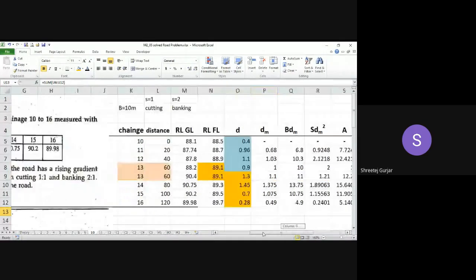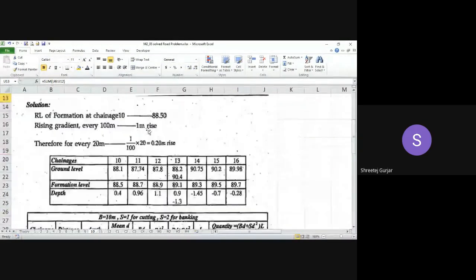Let us just check what they have got. Okay, 642 and 656. So what we have got is 642, correct, in banking. In cutting we have got a 3 meter cube error. I think it depends upon how many decimal places you follow after the decimal point. Depending upon that, your answers may vary. So we have got the correct answer.